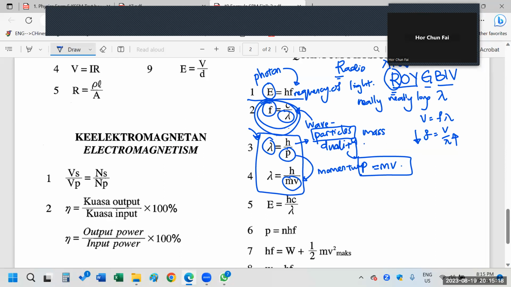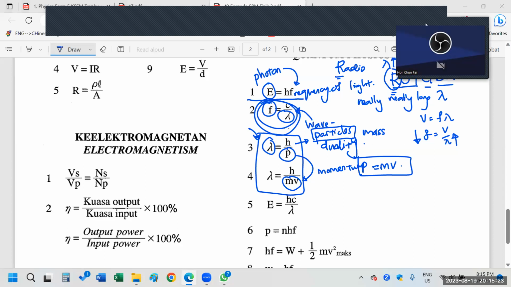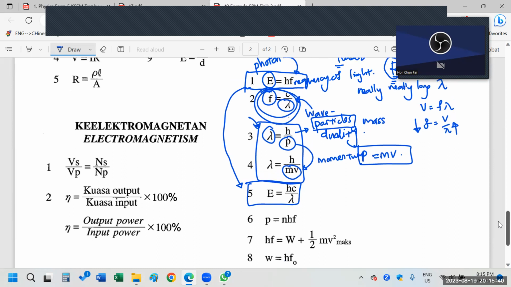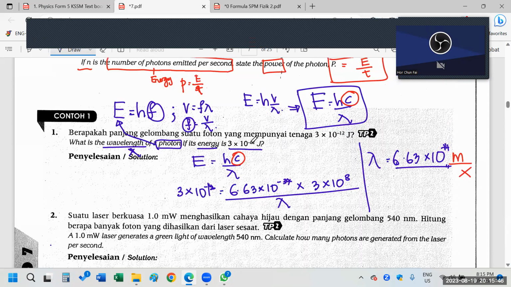And then don't worry, here we can get the formula. Because this one can be substituted to become this one, we can write hf or hc over lambda. Then what is this? This is called power equals to nhf, which we will see later. Now let's solve the problem first.